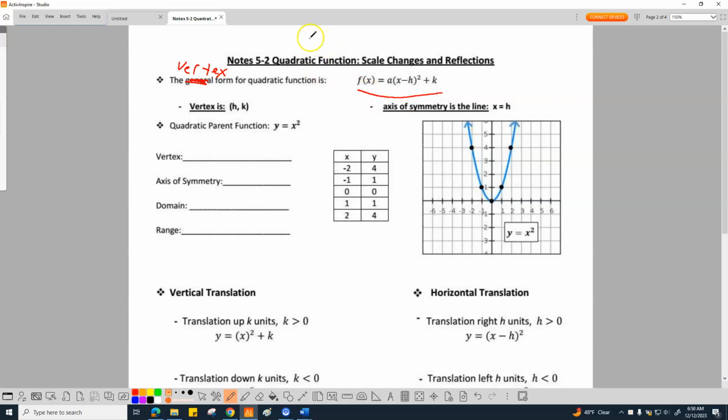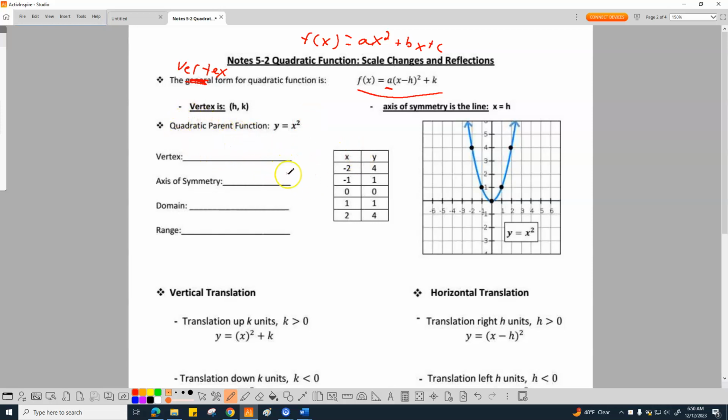The general form is the one that looks like this: f of x equals ax squared plus bx plus c. That's the general form. The vertex form is the one where it has the vertex hidden inside, which is what we're using. Today we're going to be talking about A and how A basically makes things either stretch, compress, or reflect, or whatever. So this is the quadratic parent function.